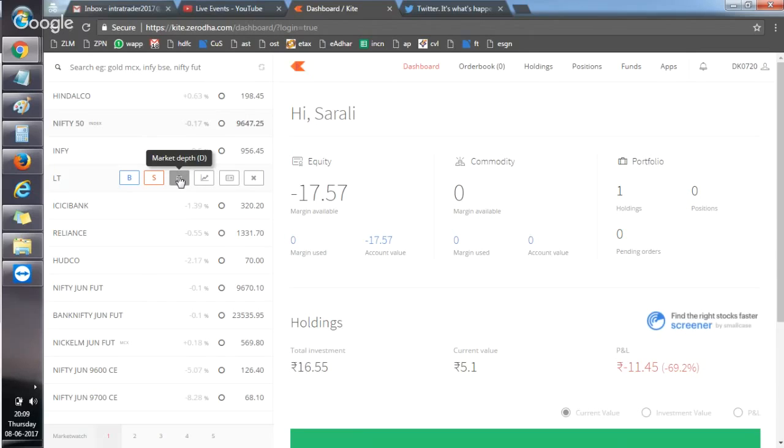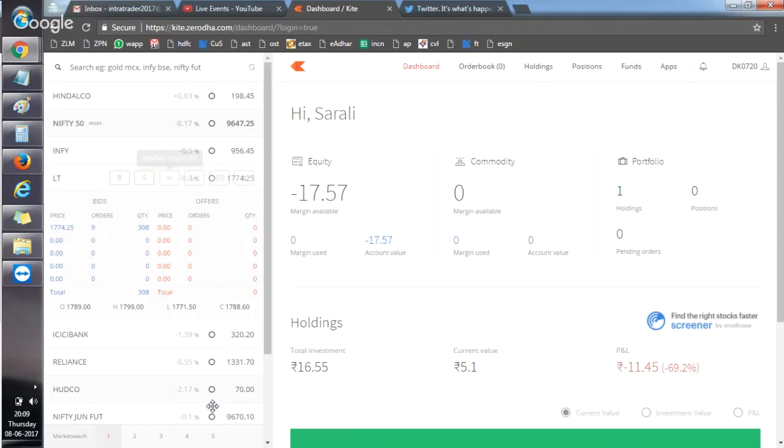Okay, so I'm just going to click on this LNT. See, you can see on the left hand side, you will find bids. On the right hand side, you will find offers. So these are the two things that you can find. And you can also find the bidding prices and the offer prices. So this is the first level information that you will get about this particular stock, which is LNT. First level information, we call it best 5 bids and offers.